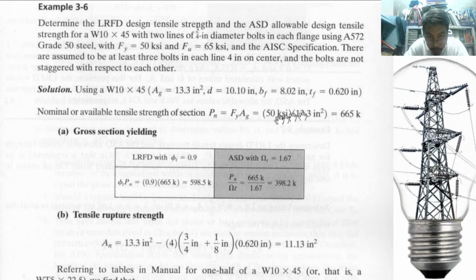Multiplying these two, you have 665 kilopounds. Kilopounds is kips. So letter A, gross section yielding. Using LRFD, yielding is 665, and you just have to multiply by 0.9. Multiply by 0.9, you have 598.5.